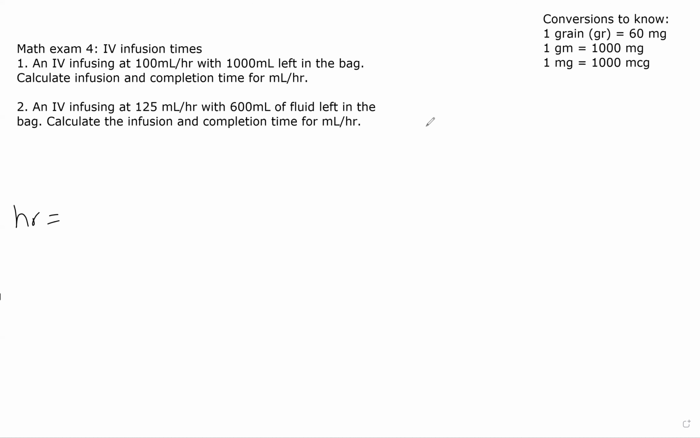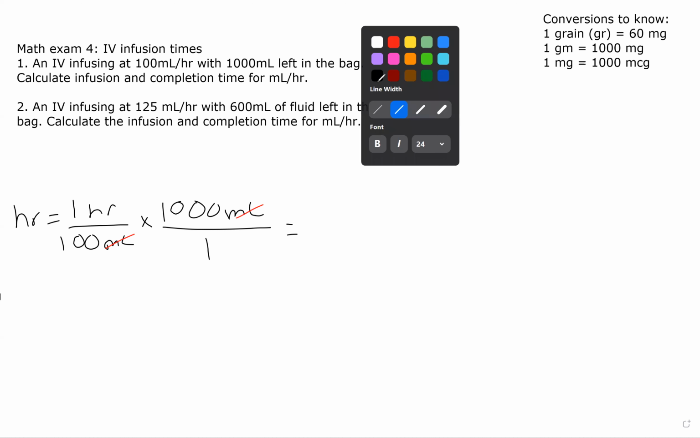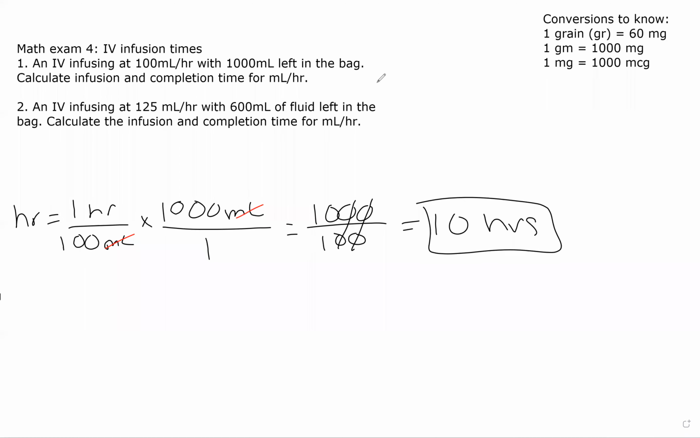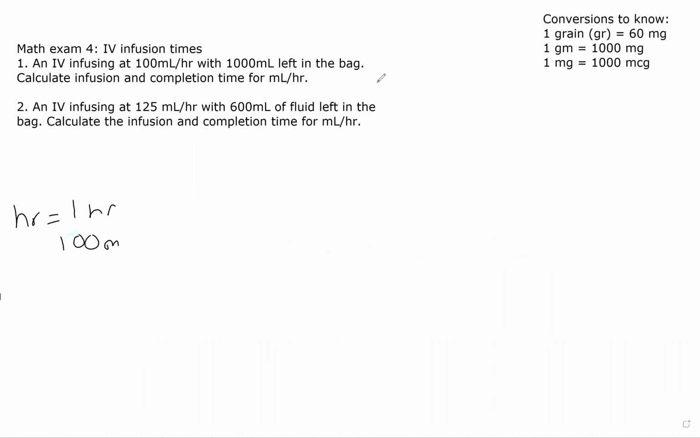So solving for hours, we have 1 hour should infuse 100 milliliters times 1,000 milliliters. And we can just put that over 1 because it's not paired with anything. And if we cross cancel, we have only hours left. So this would be 1,000 over 100. I'm going to cancel those zeros out, making it 10 over 1, and that just equals 10 hours. So those are the simple versions of this kind of problem.